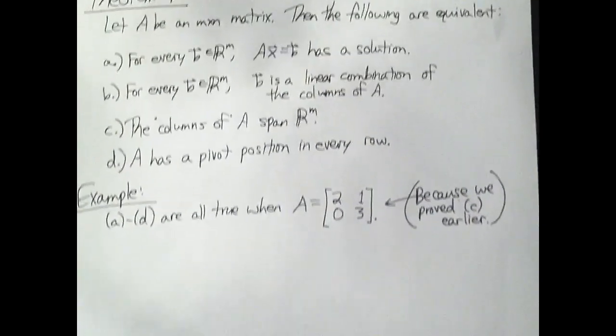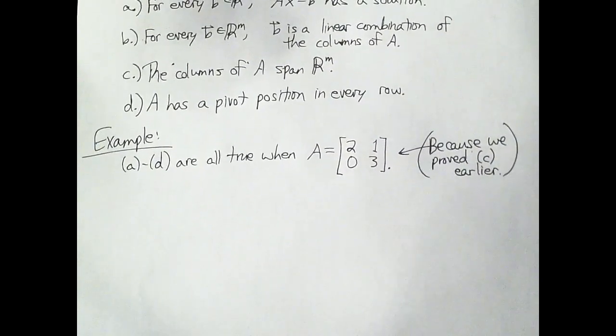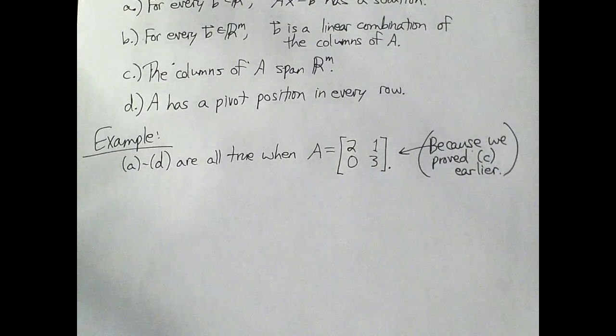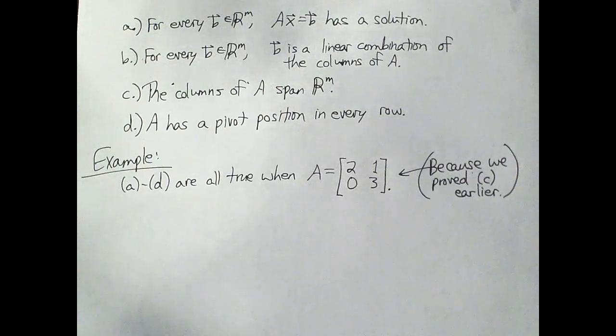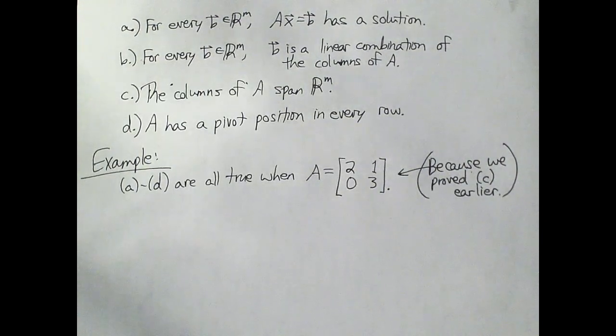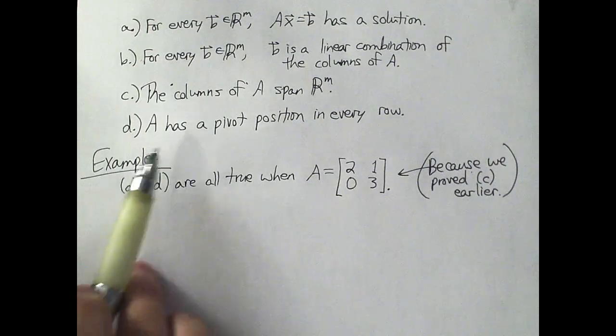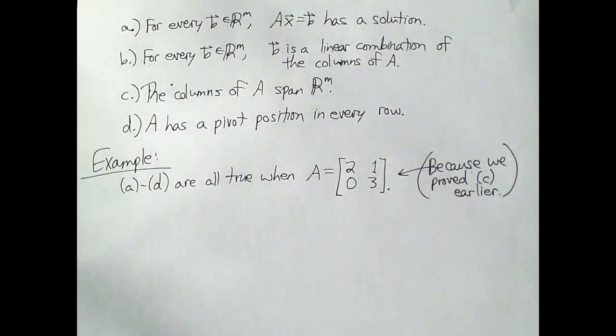Pretty cool. I think you could also look at this matrix, and I think that you could see that it has a pivot position in every row. There's 2 rows, and I think you could show that there's 2 pivots. So then you'd be showing statement D, and then you'd be able to conclude that the rest of them are true. But you don't have to prove all 4. Just prove one of them, and then the rest have to follow.